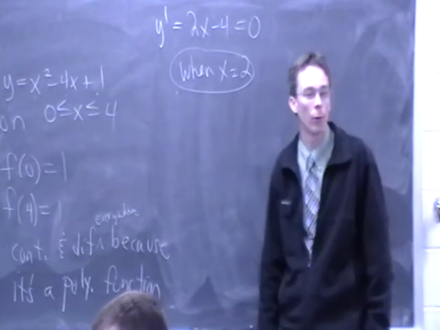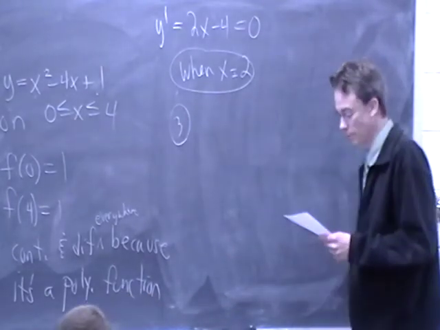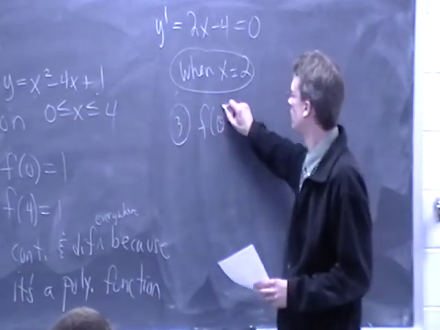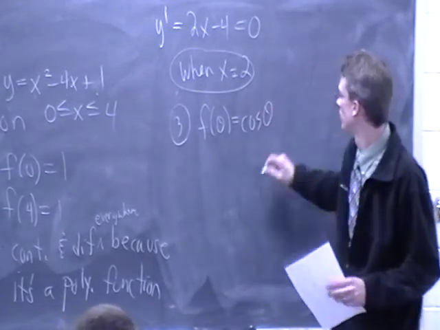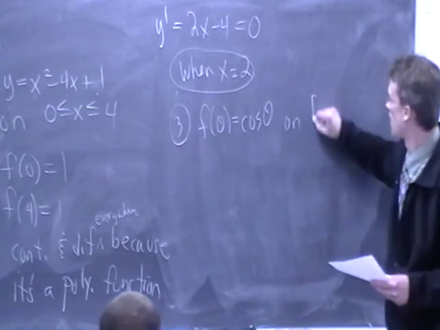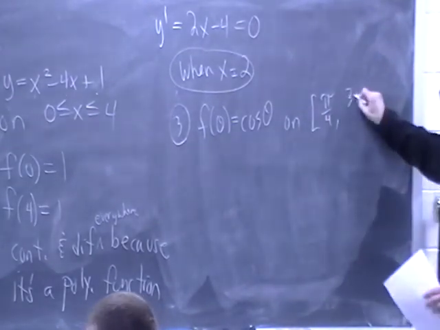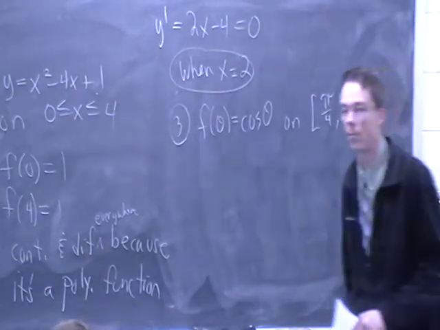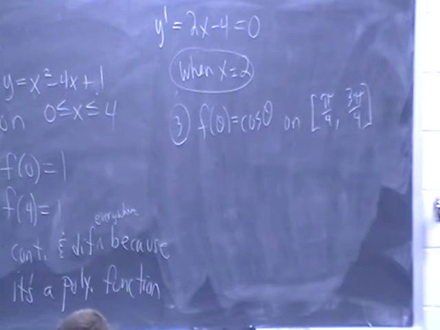One more of these things. F of theta equals cosine of theta on pi over 4 to 3 pi over 4.